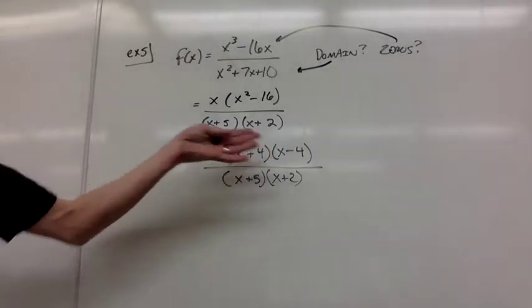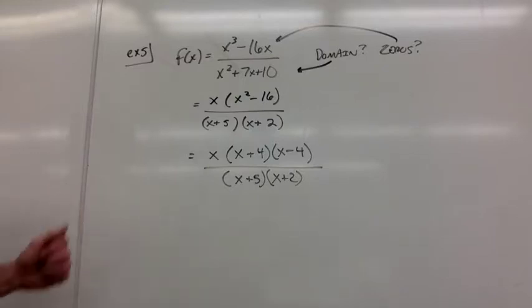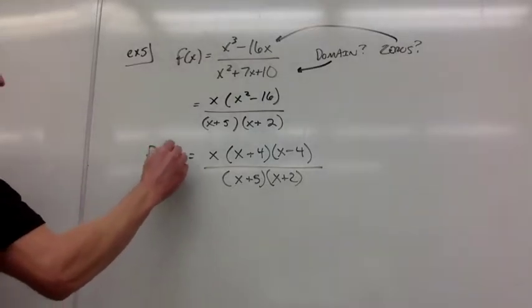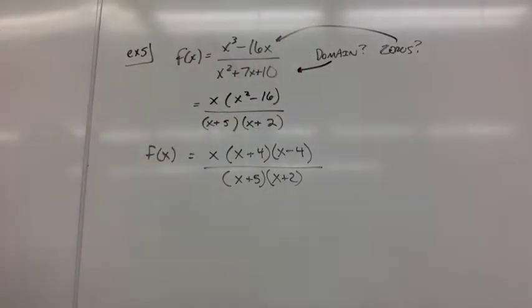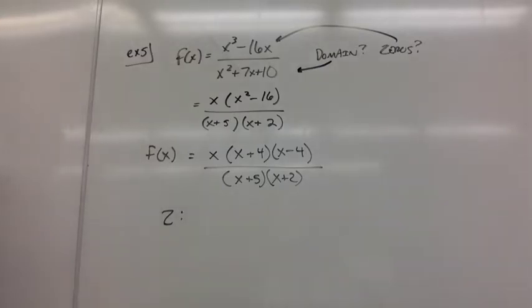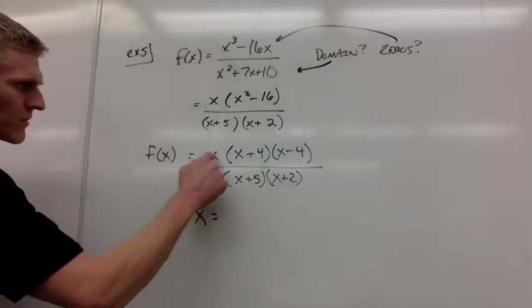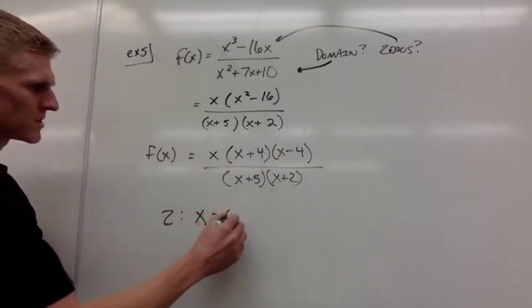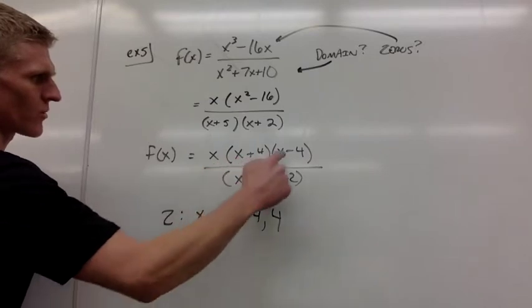You notice I can't cancel anything, and that didn't happen on any of our previous problems. But our goal is not to cancel on these. It is to identify the domain and the zeros. Let's start with the zeros. We'll start on the numerator, and I'll abbreviate the zeros with a z. To find the zeros, you're just going to do what we've done before. When we find zeros, we'll set everything on the top equal to 0. That would be 0, negative 4, and positive 4, if you set all three of those equal to 0.